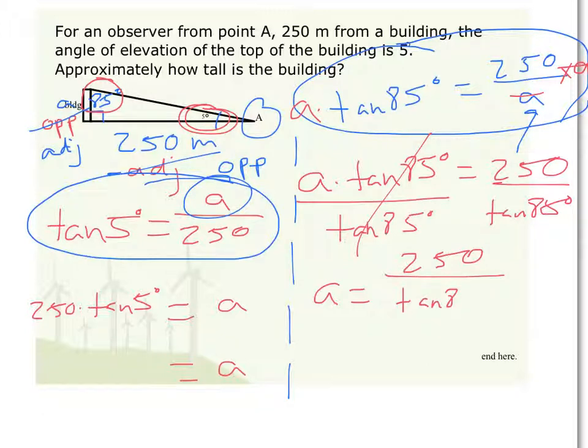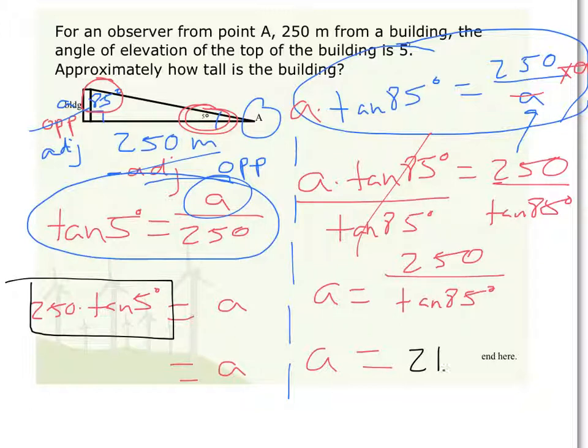Our decimal approximation can be made from taking 250 divided by the tangent of 85. And now from here we could solve it one of two ways. I would encourage you to verify it with both. To get a, we could take 250 times the tangent of 5 degrees, or we can take 250 and divide by the tangent of 85. We will get the same thing either way. The height of that building is approximately 21.9 meters.